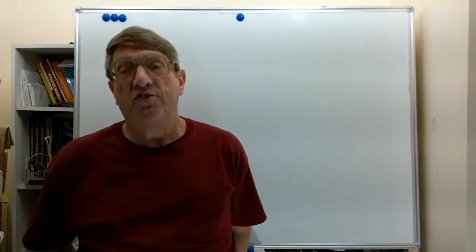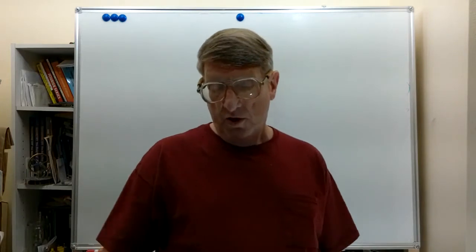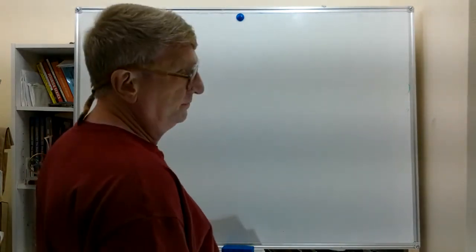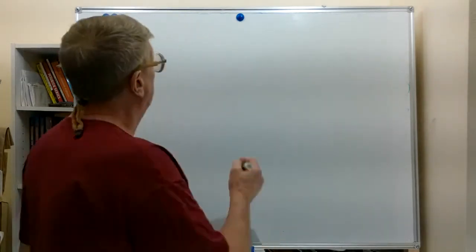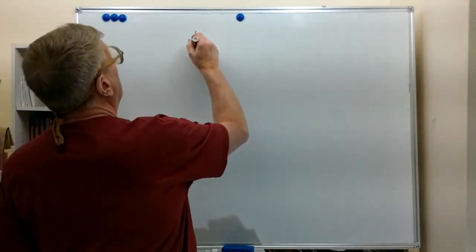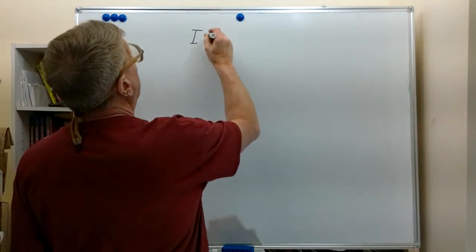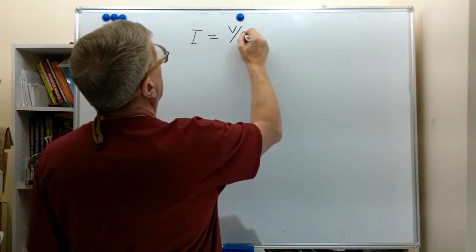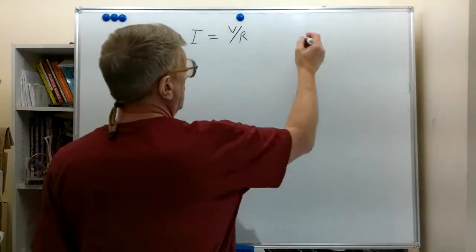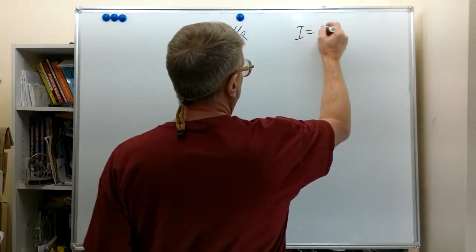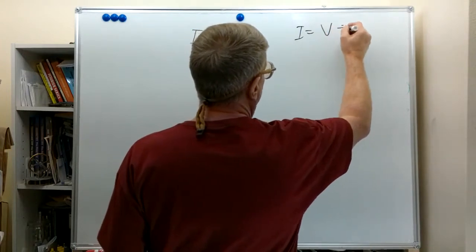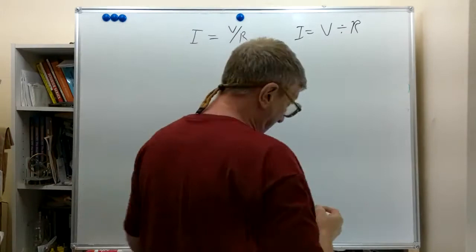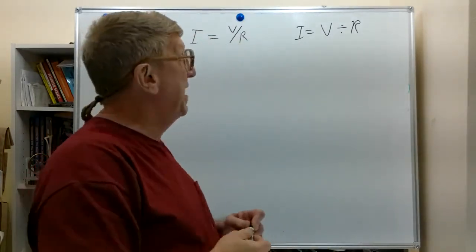We will continue our study of electronics with the discussion of Ohm's law. Ohm's law to solve for current is I equals V over R, or current I is equal to V divided by R. And the fraction bar and the divide sign have basically the same meaning in mathematics.